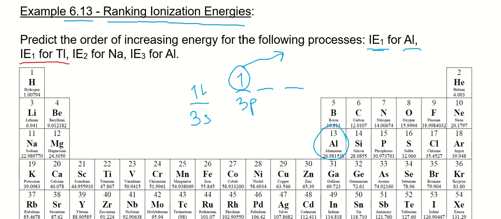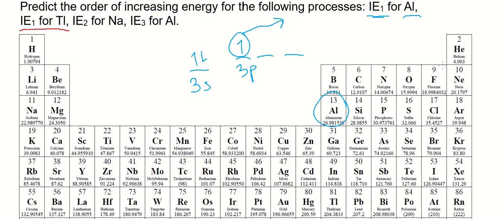The first ionization energy for thallium, let's scroll down the periodic table, it's in the same group, so that's going to make it nice and easy to compare. It looks something like that. It has three valence electrons. It's got a ton of other stuff going on underneath it, but that's what we want to compare.